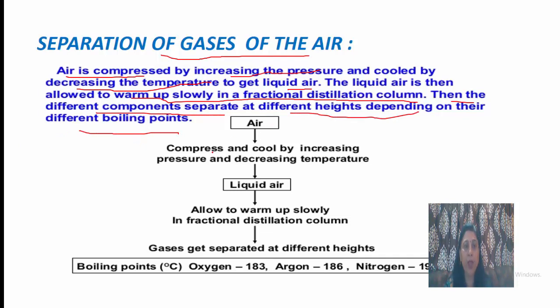Suppose this is air. When it is compressed and cooled by increasing pressure and decreasing temperature, now liquid air is formed. Now it is allowed to warm up slowly in the fractional distillation column. Now the gases get separated at different heights. Boiling point of oxygen is minus 183 degrees, argon minus 186 and nitrogen is minus 196.